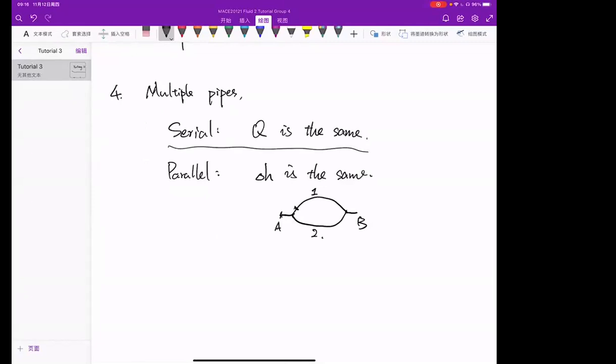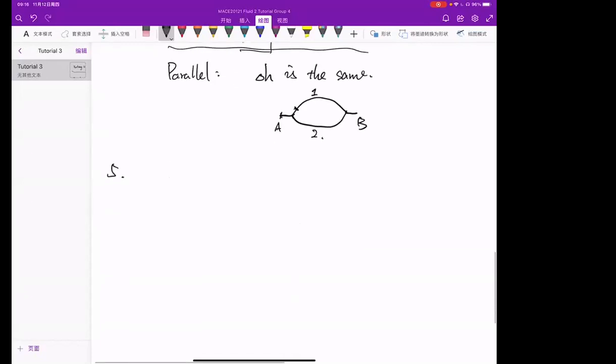And in the serial, I think this is most straightforward. You should get familiar with, for example, if you have several pipes connected together, you should have your Q the same. Okay, and then it's about the pipe.